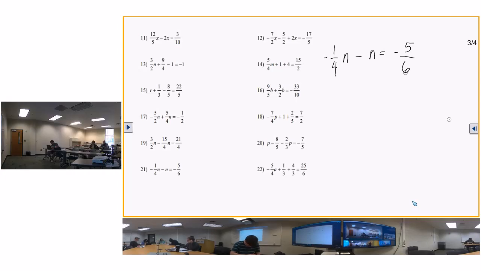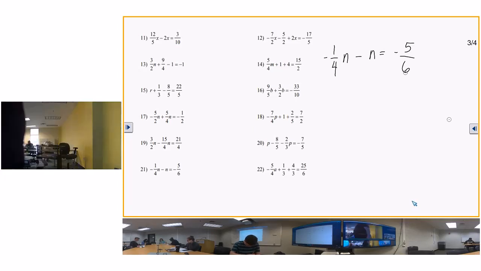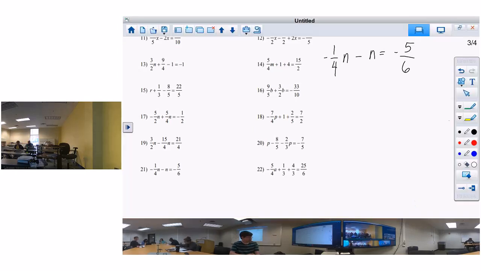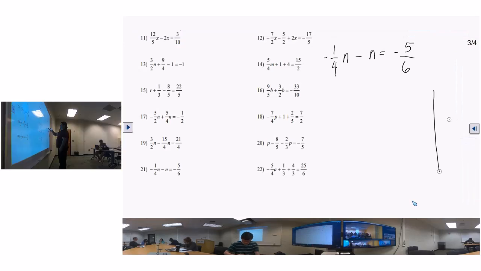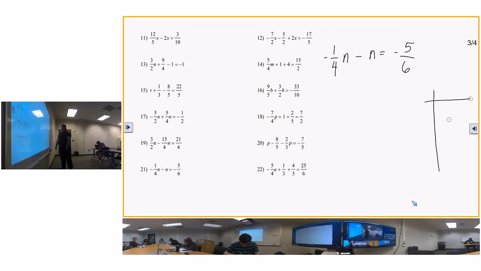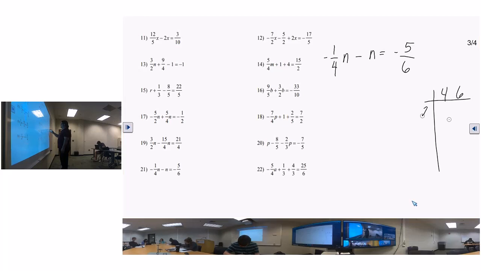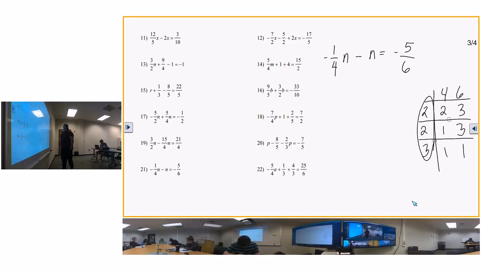What's the common denominator? Be careful of 4 and 6. Well, let's go over here and do it, because I guarantee some of y'all did 24. Well, that's just extra work, but you knew that because you invented it. All right, so 4 and 6. 2, 2, 3, 2, 1, 3, 3, 1, 1. What's the common denominator? 12. Good job.